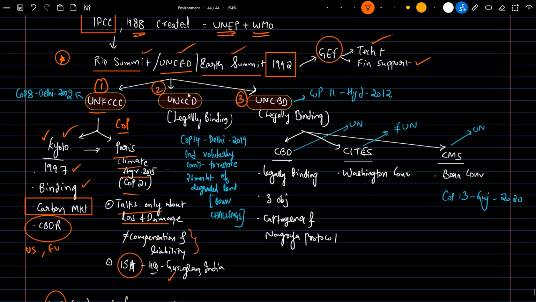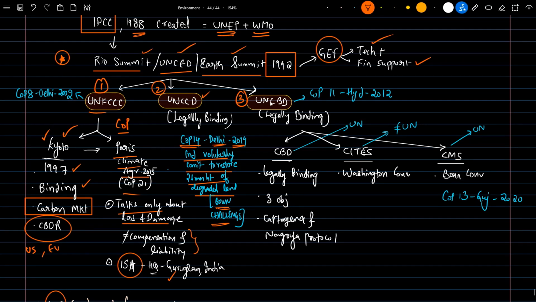Next is UNCCD, the United Nations Convention to Combat Desertification. It is also legally binding. COP 14 took place in 2019 in Delhi. India volunteered in this Delhi conference. India voluntarily committed to restore 26 million hectares of degraded land. It is known as the Bonn Challenge. So what does the Bonn Challenge mean? India voluntarily committed to restore 26 million hectares of already degraded land.